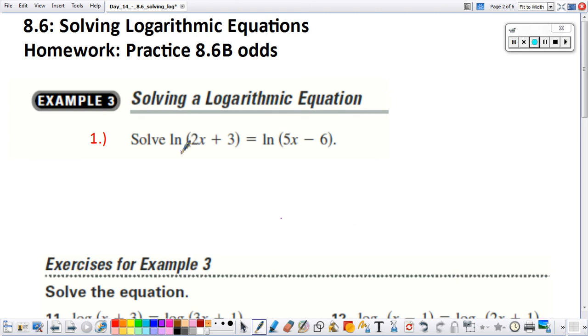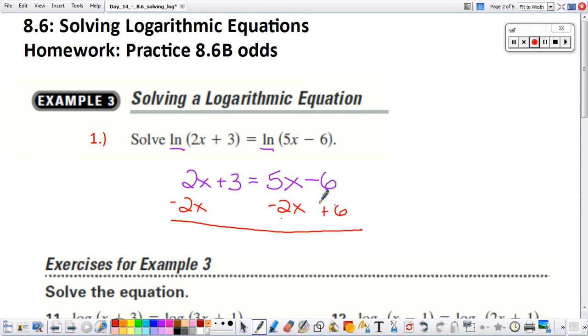So because there is the same base on both sides, we can set what we're taking the log of equal to each other. Those are called the arguments. So we can set 2x plus 3 equal to 5x minus 6, and then solve for x. So let's subtract 2x. We're going to add the 6 to the left, so we get 9 equals 3x. Divide both sides by 3. And our answer is 3.